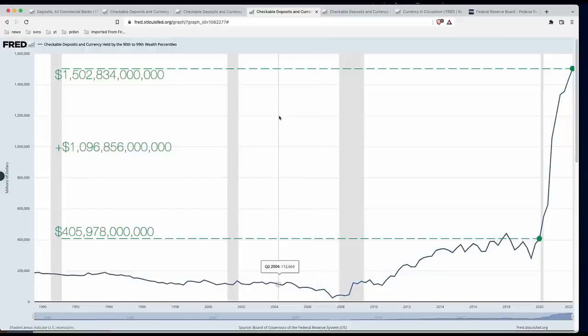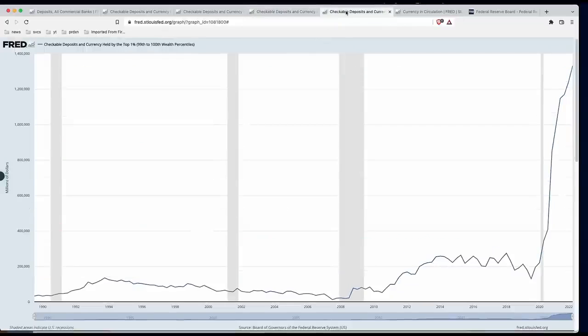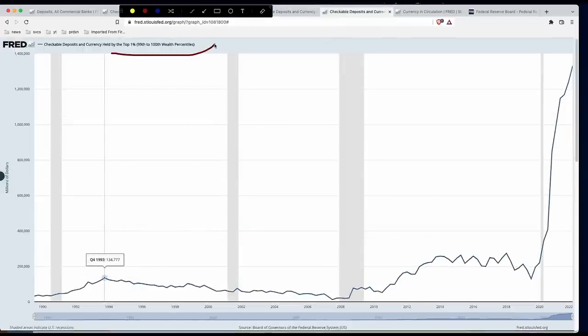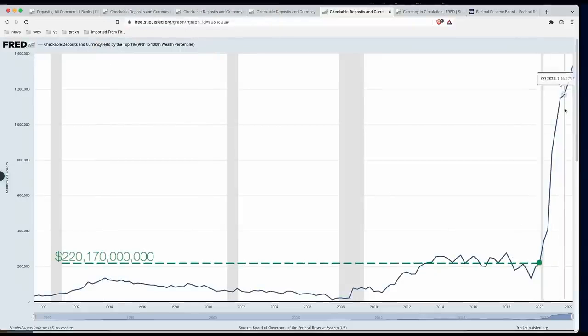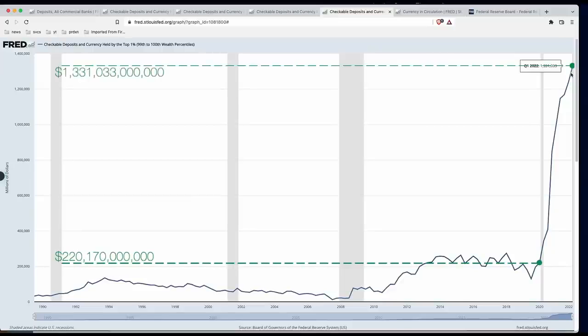And now finally, let's look at the top 1%. This is the 99th to 100th wealth percentile. Their checkable deposits before the pandemic were sitting at $220.2 billion. And then by January of 2022, their checkable deposits in the top 1% were $1,331 billion, a gain of $1,110.8 billion. So the top 1% of households, in other words, got 35% of the new deposits from quantitative easing. It was very, very skewed.